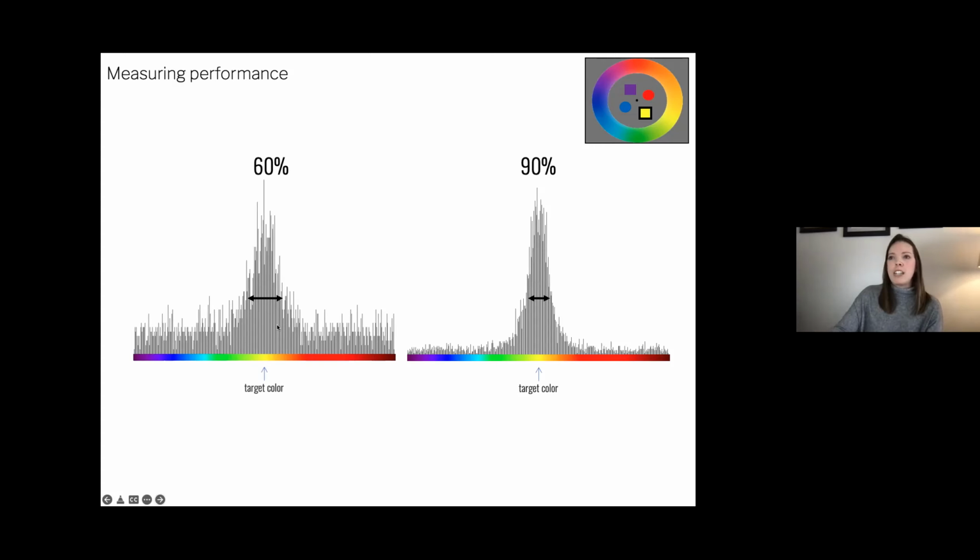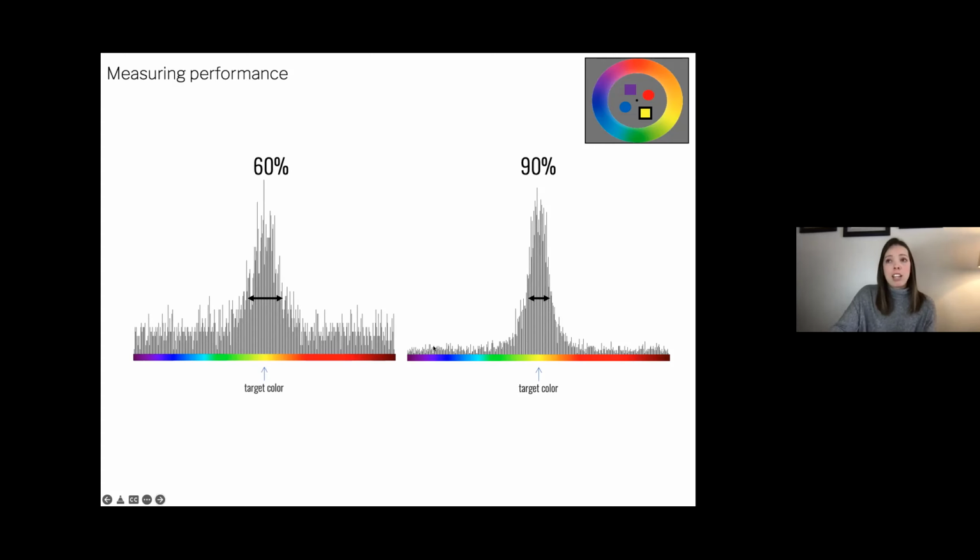You can see here that a wider standard deviation reflects less precision in color responding, so responses that are more widely spread around the target color. A smaller standard deviation reflects more precise color reporting, or better memory, because responses are more tightly centered around that target color, and they're more closely remembering the actual target color in that case.